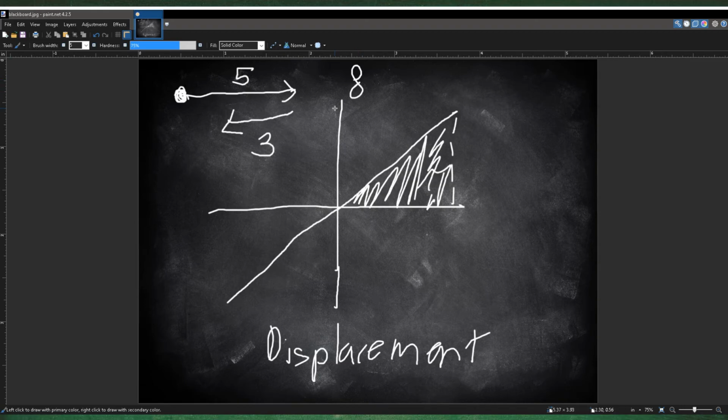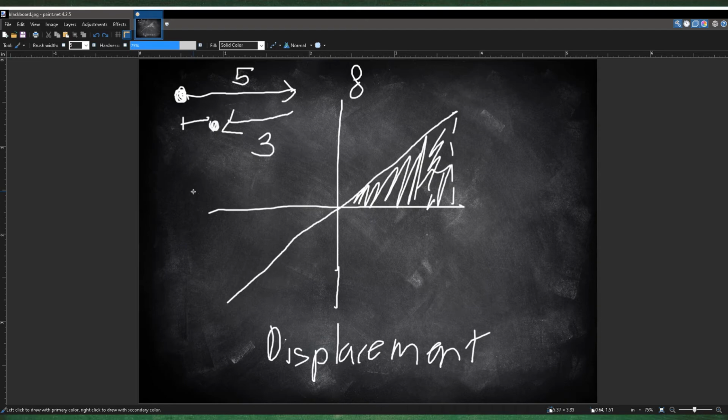The displacement is different. The only thing that matters in the displacement is the initial position and the final position. So it only matters from here to here. So this is the only distance that matters. So if you go 5 and then you go 3 back, basically you only travel a distance of 2, right? And that's all that matters for displacement. So the total distance is 8, the displacement is 2.